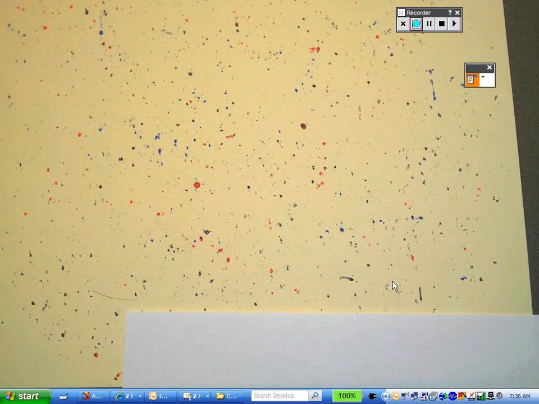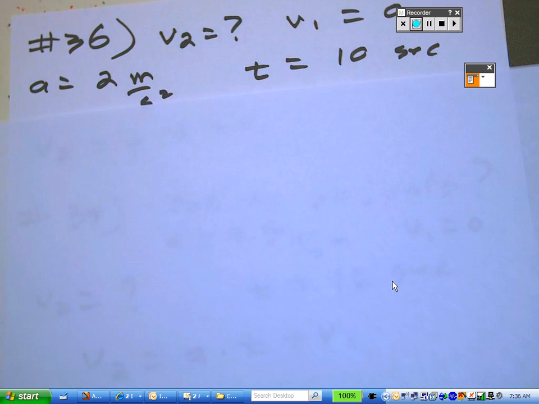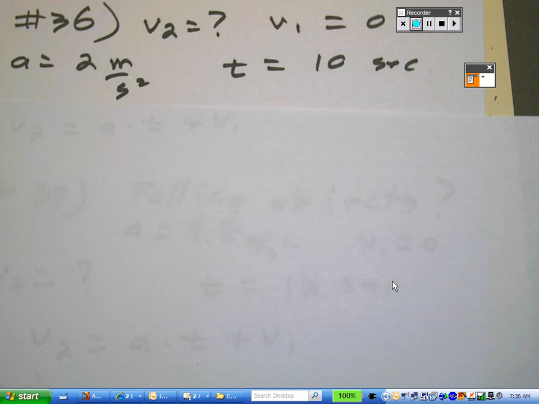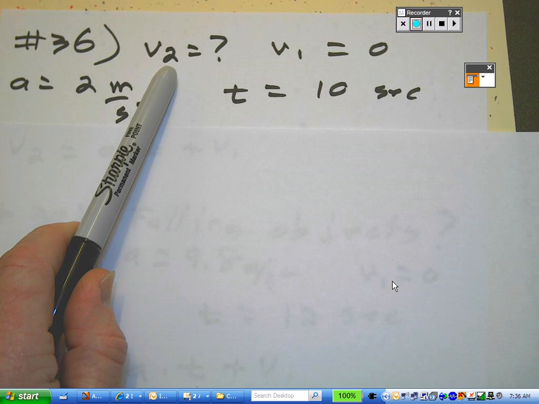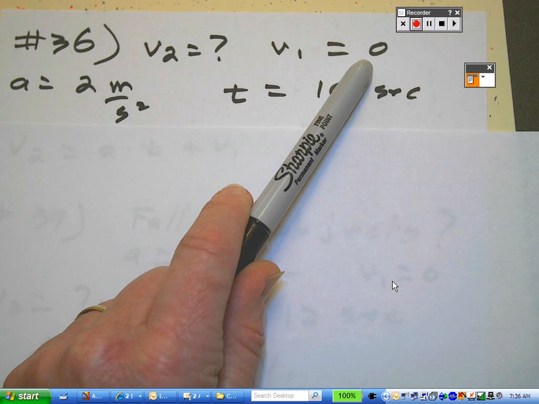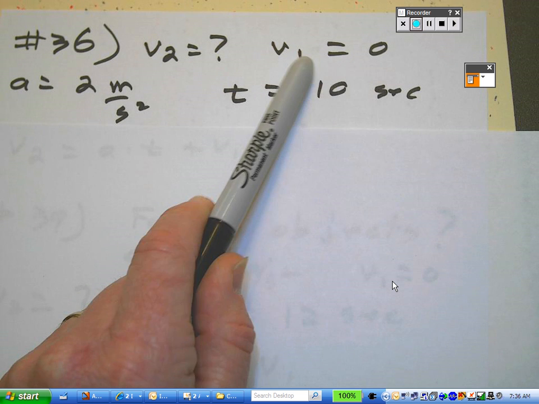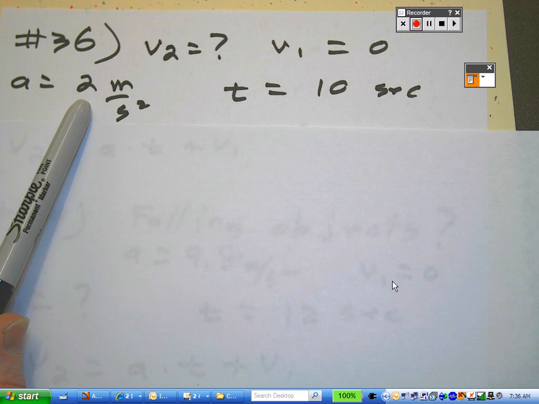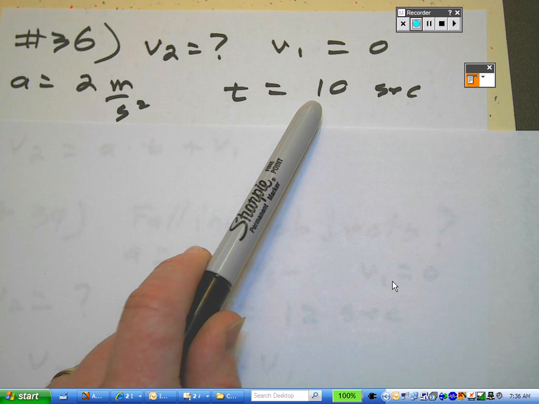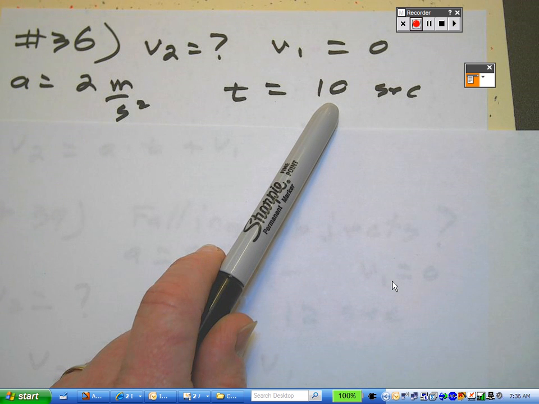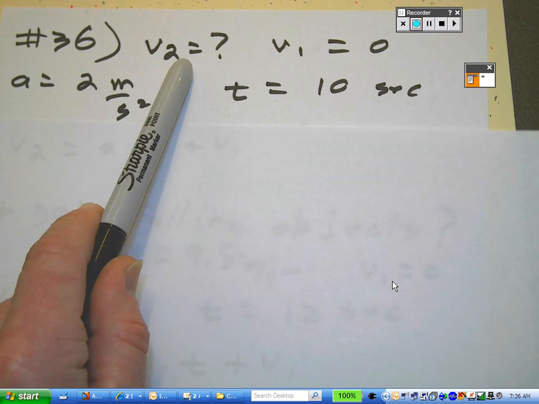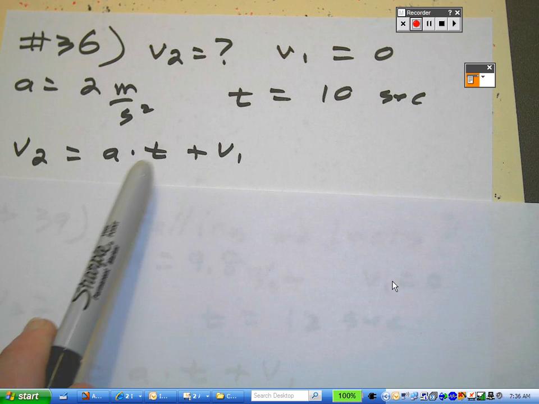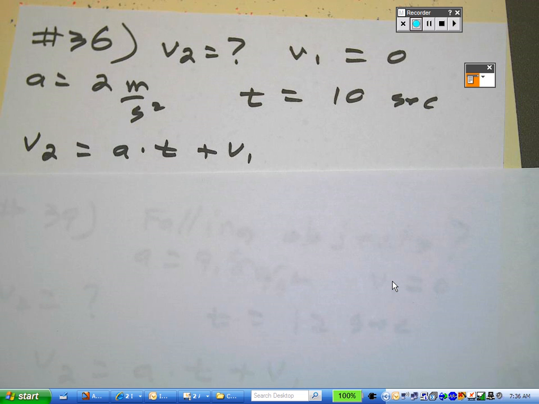Let's look at number 36. So again, and I'm going to continue with this theme, write the list of the knowns and the unknowns. Here, we don't know the final velocity, but we do know the beginning velocity because it starts at rest. Every time it starts at rest, you list a v1, beginning velocity, of 0. They tell you the acceleration is 2 meters per second squared, and the time is 10 seconds. So search your list of formulas that I gave you for the formula that has those four, and one of them that's very special is v2 equals acceleration times time plus v1. Then the mathematics is not that difficult.